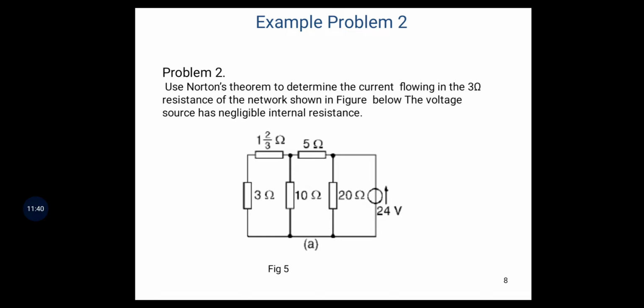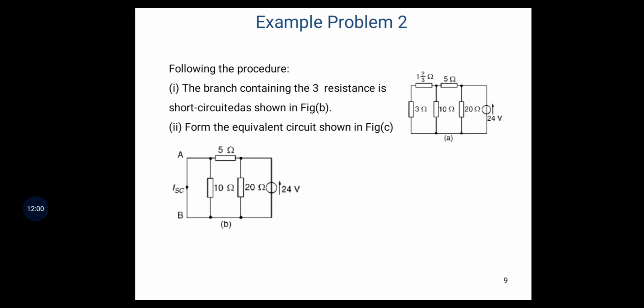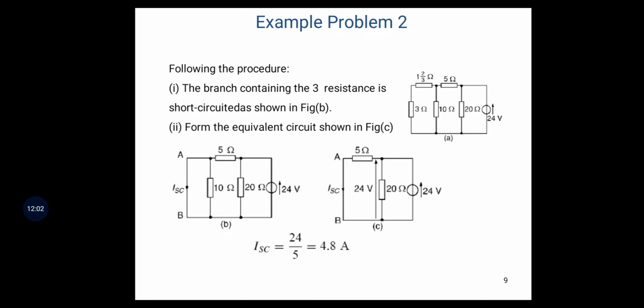Where will we apply Norton's theorem here? Across the 3 ohms. When we apply Norton's theorem across 3 ohms, first of all we find RN and IN. So first, the short circuit current ISC through the 3 ohms. The 3 ohm resistor is short circuited, that is the first step. Then find the short circuit current ISC along the 3 ohm.